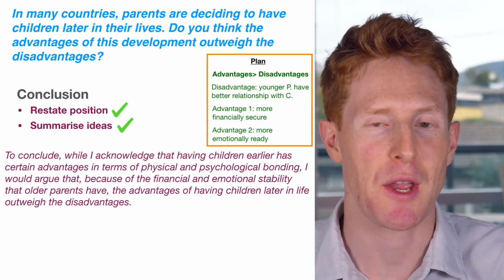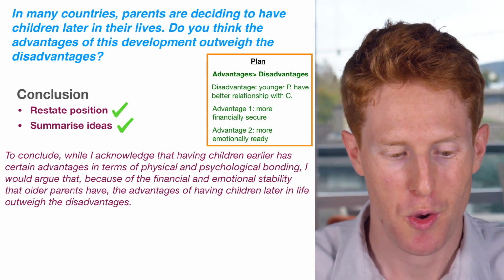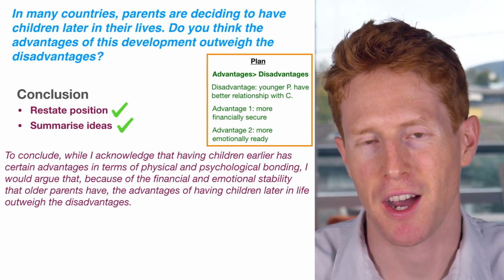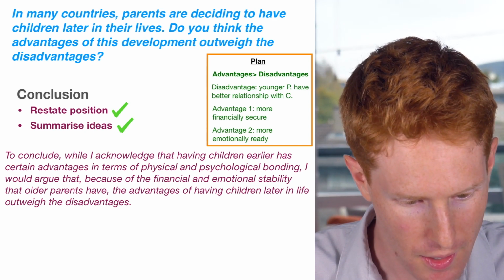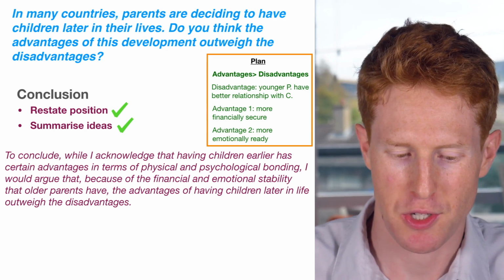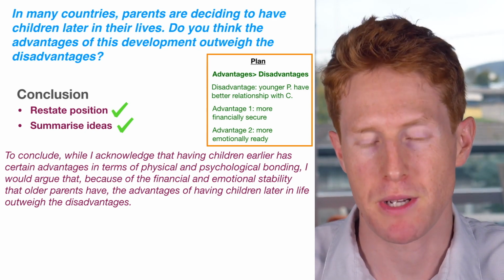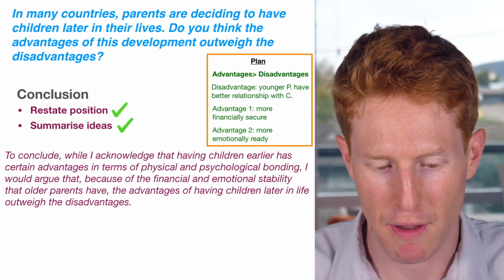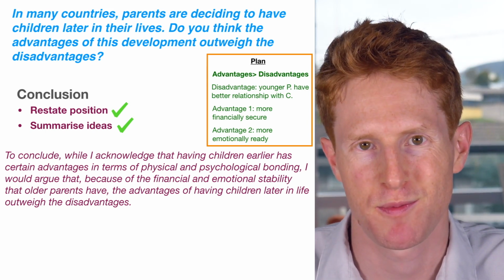Now, they don't necessarily have to be in that order. As you can see in this conclusion, we've first restated our ideas and then we've used this phrase, because of the financial and emotional stability that older parents have, and then we give our position. The advantages of having children later in life outweigh the disadvantages.